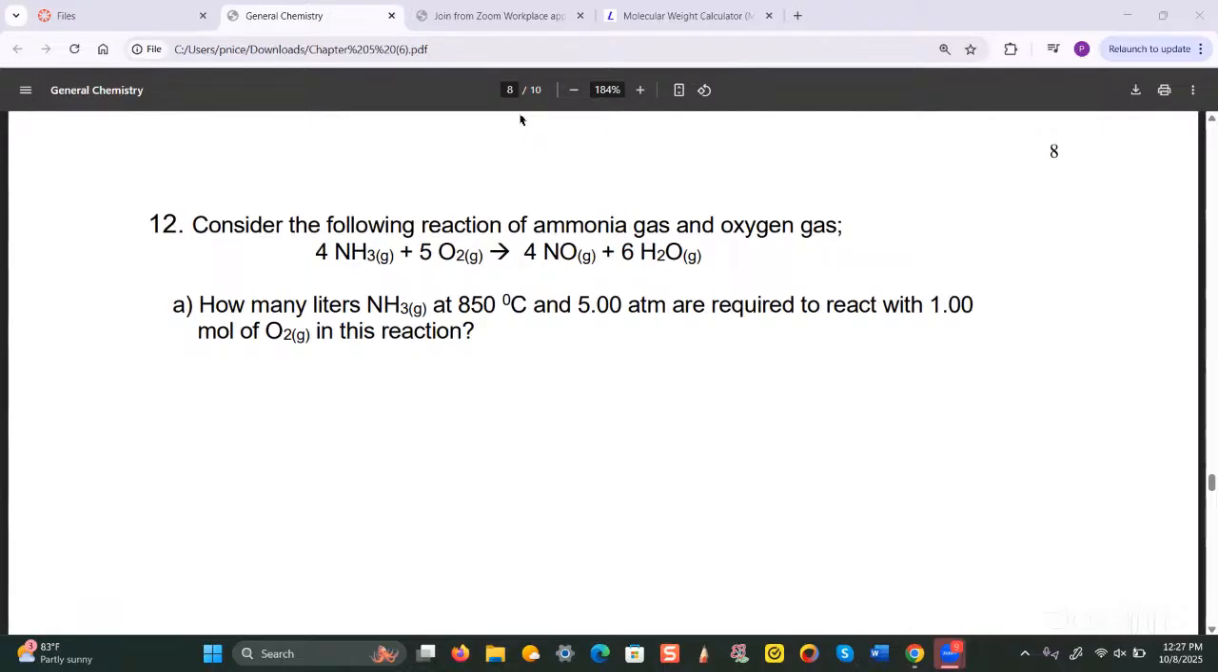Somebody asked a question, do we need to memorize formulas for the test? Okay, I guess it depends on what formulas. If you're talking about the gas laws, some of them you need to memorize, some of them are provided in the handout. So that's pretty much the best answer I can give you.